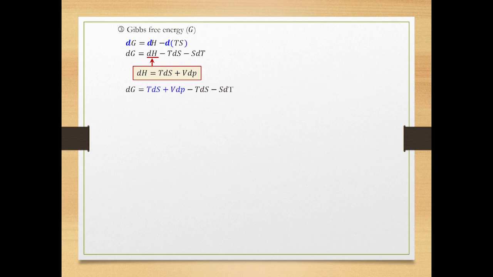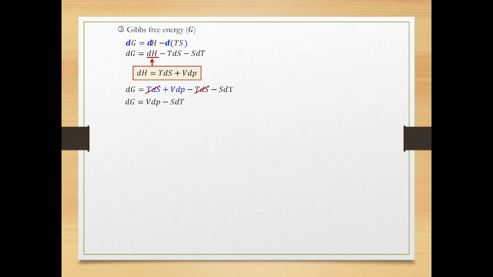Gibbs free energy is defined as H minus TS. Differentiate both sides of the equation. Use the product rule for dTS, which is negative TdS minus SdT. Replace dH with TdS plus VdP, which was derived previously. It makes dG equals TdS plus VdP minus TdS minus SdT. TdS is cancelled out. This leads to dG equals VdP minus SdT.